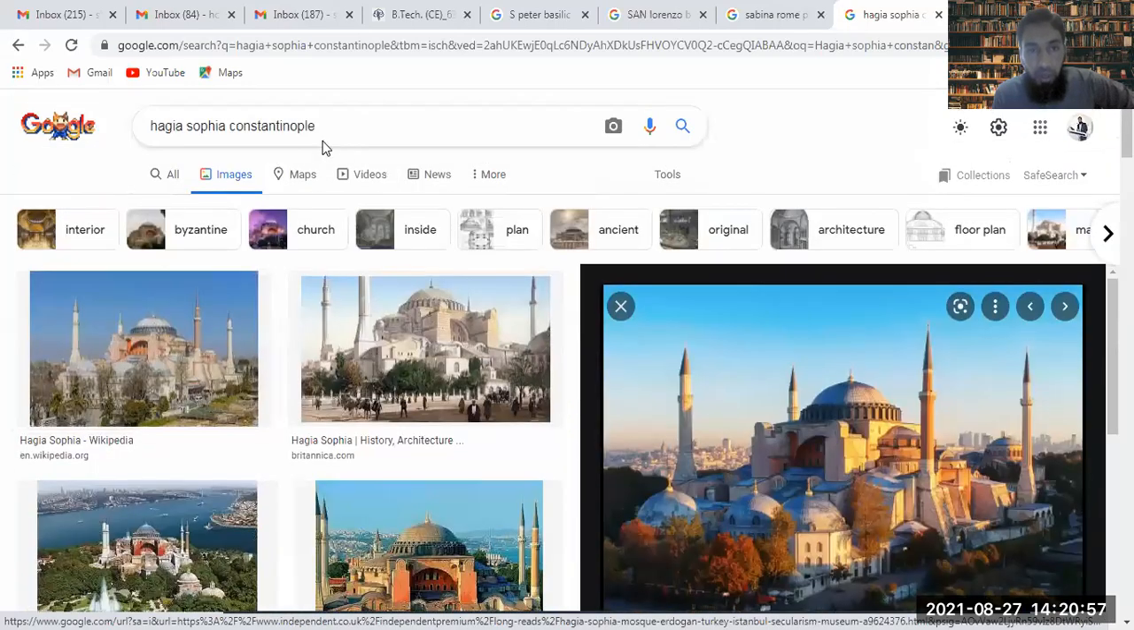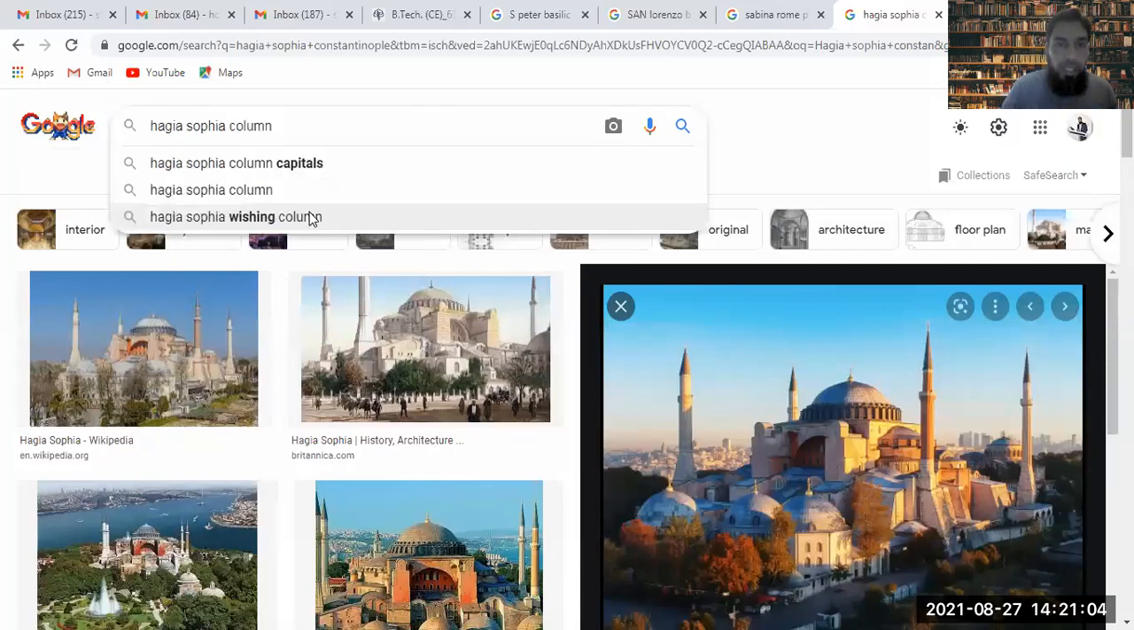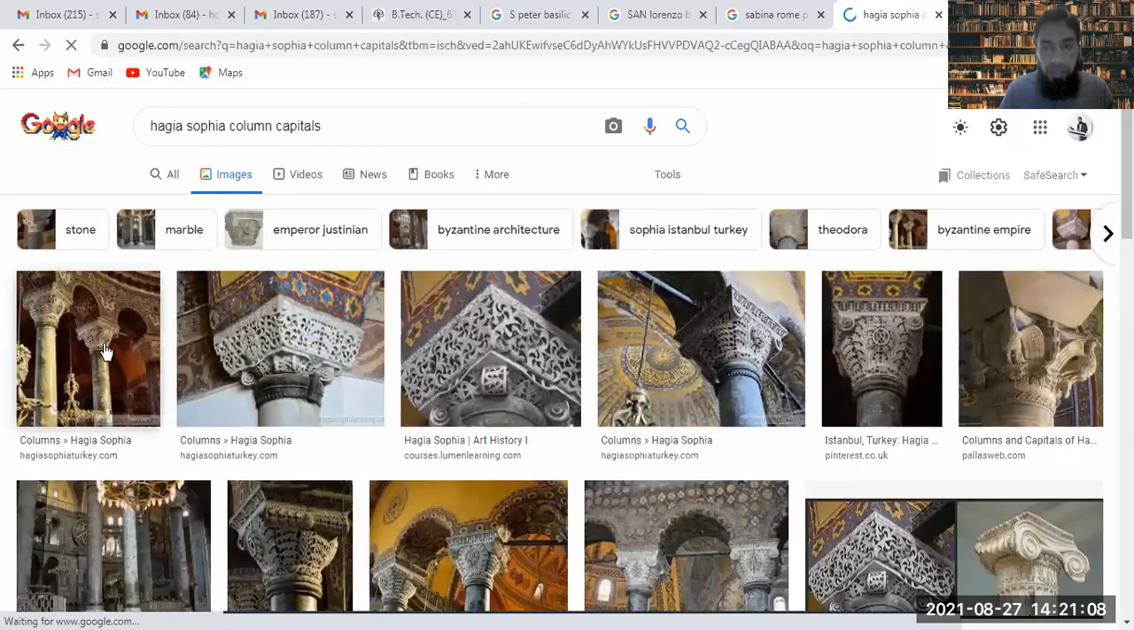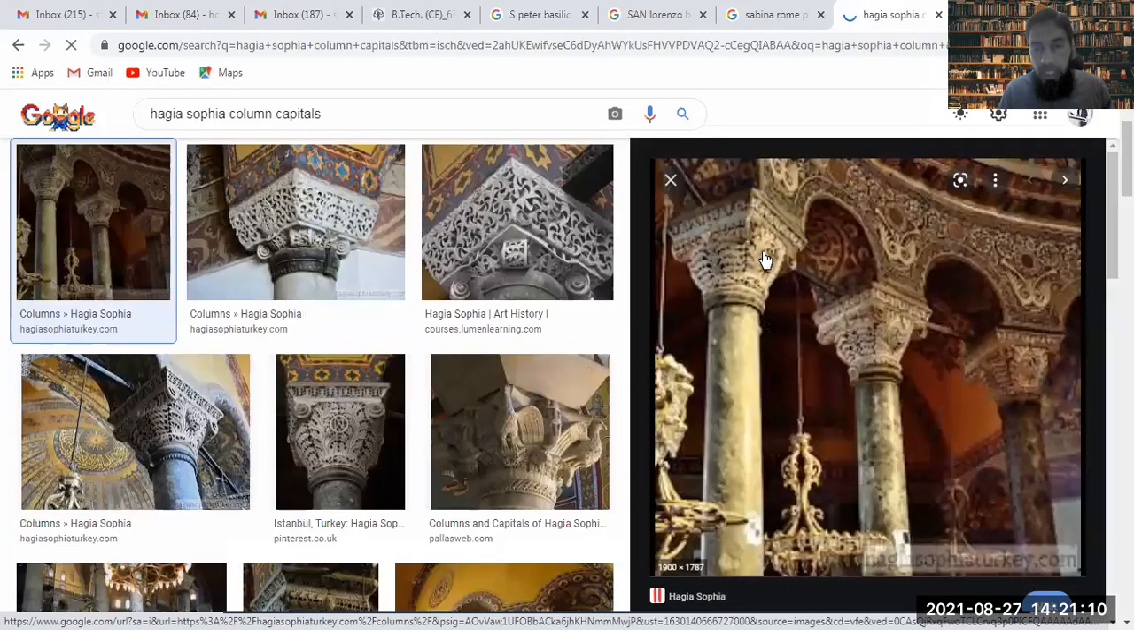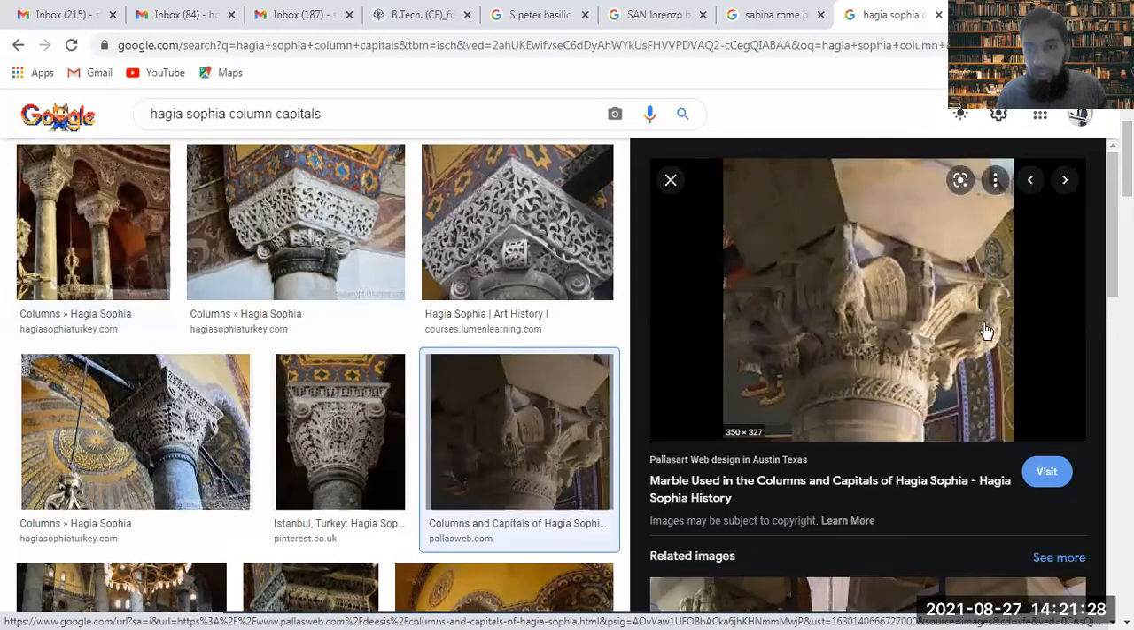You must have seen the columns are also there within the Hagia Sophia, and those columns have a unique capital at the top, and these actually resemble the Greek architecture of the column capitals, which have something like bird's wings at the top.